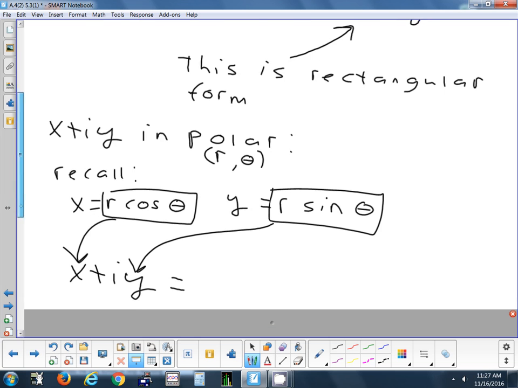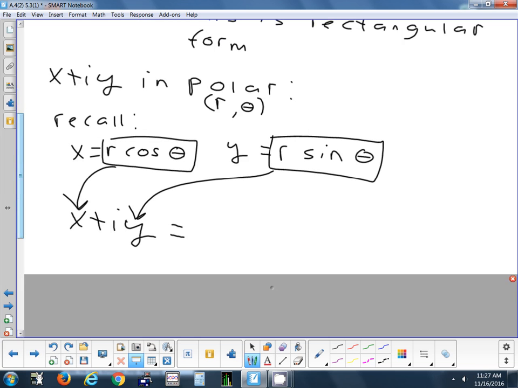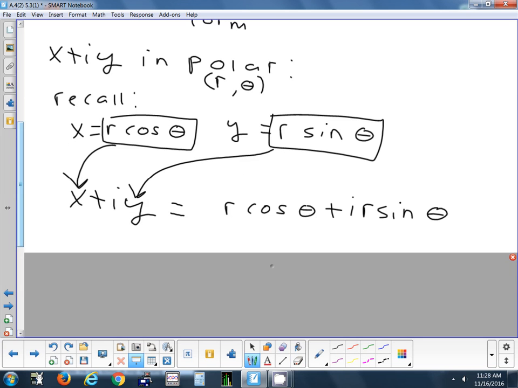Okay, and by doing that, it's going to show me what a complex number would look like in polar. It's going to be R cosine theta plus I times sine theta. Oh, and don't forget your R. Okay, so R cosine theta plus I R sine theta. Now, what do both of those have in common in front of the trig function?